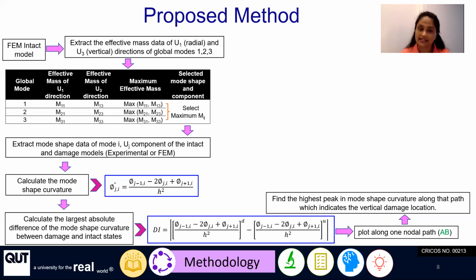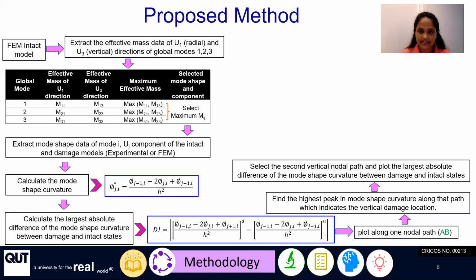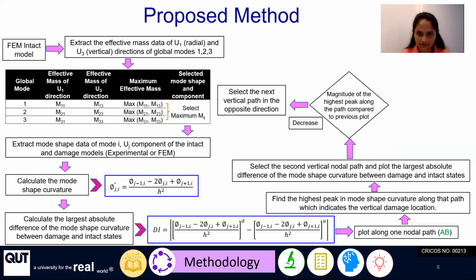Then we have to select the second vertical nodal path, either to the left or to the right of the current nodal path. Let's say we select one nodal path, then we can plot the absolute difference of mode shape curvature between intact and damaged state. And then we can compare the magnitude of the highest peak along the path compared to the previous plot. If it is decreased, then we can select the next vertical nodal path in the opposite direction. Then we can repeat this.